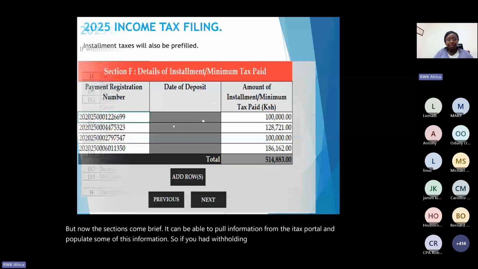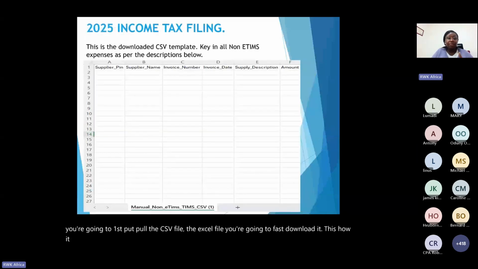You're going to first pull the CSV file, the Excel file. You're going to first download it. This is how it looks like. It has the section supplier PIN, supplier names, invoice number, invoice date, supplier description, amount. So this one you're inputting the manual non-items information.